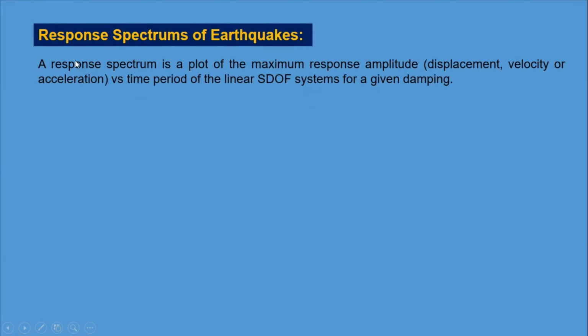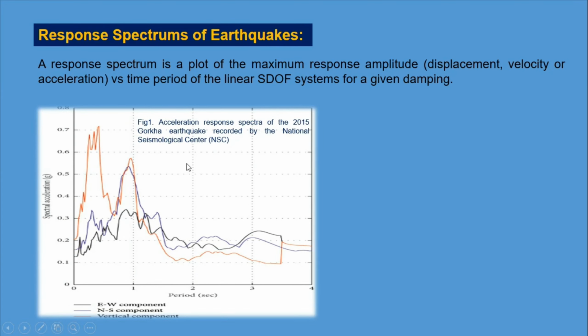In simple terms, response spectrum is a graph plotted between maximum response amplitude versus the time period of linear single degree of freedom systems for a given damping. You can see the response spectrum of the Gorkha earthquake that struck Nepal in 2015. This red one is the vertical component of the acceleration, whereas this blue one is the north-south component and the black one is the east-west component. These two are the horizontal acceleration components.